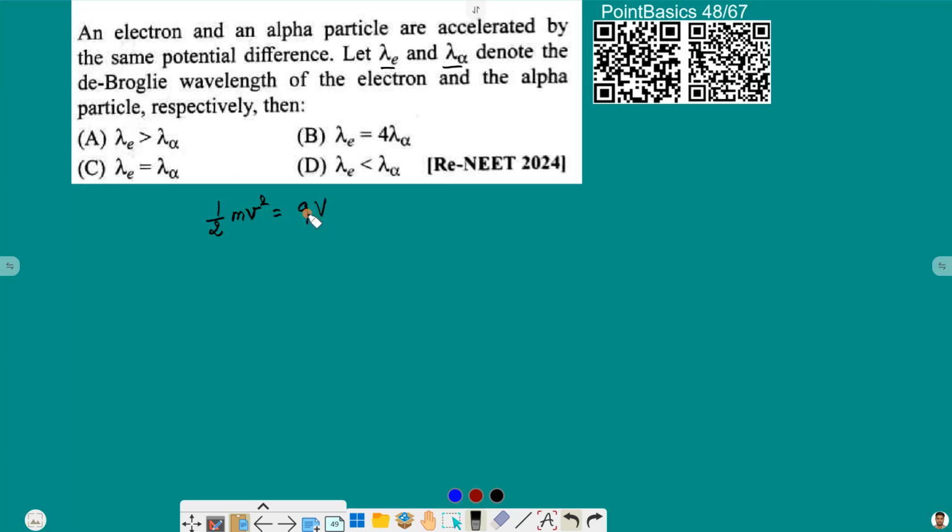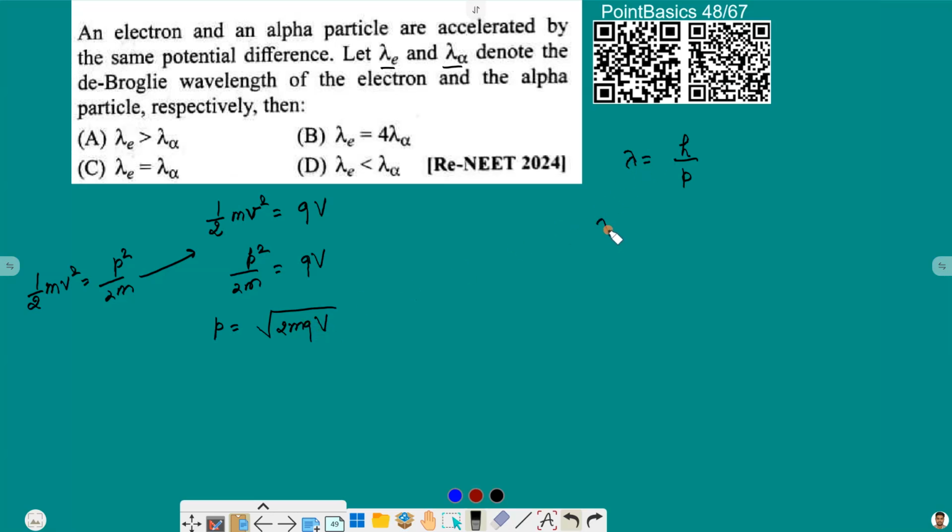So from this, we have to compare their de Broglie wavelengths, and the de Broglie wavelength is h by p, that is the de Broglie wavelength for an electron. So we have to basically calculate momentum, and kinetic energy and momentum have a relation that half mv squared is equal to p squared by 2m. So using this relation, we can write that p squared by 2m is equal to qV, and from this, momentum is under root 2mqV.